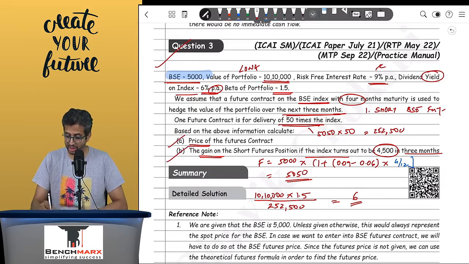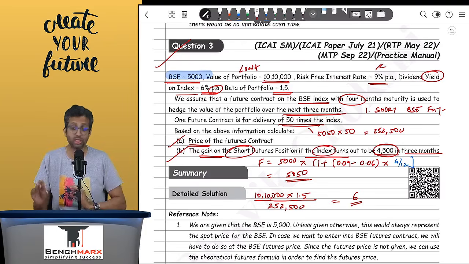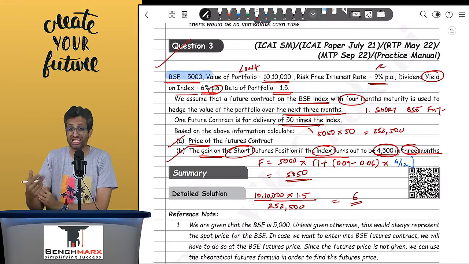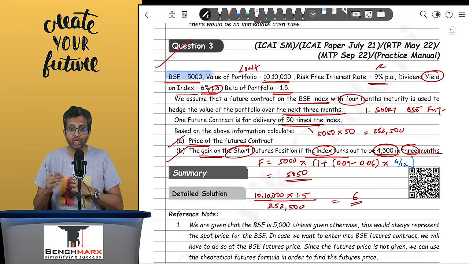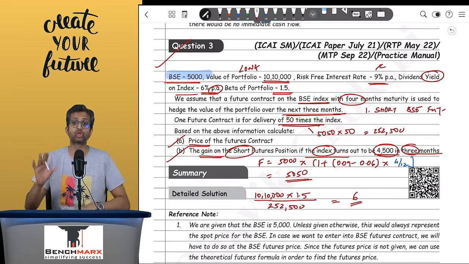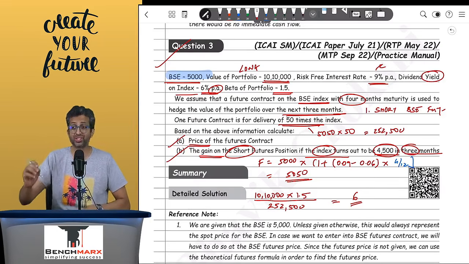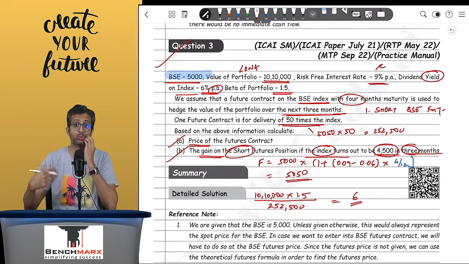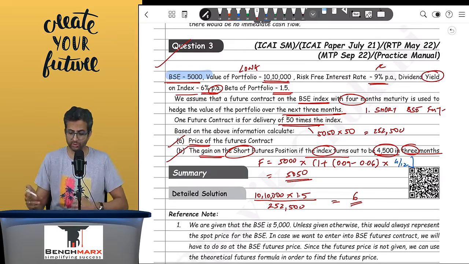The second part says the gain on the short futures position if the index actually turns out to be 4,500 in 3 months. The index over here is 4,500 after 3 months, but it is a 4-month contract, and hence there's still 1 more month remaining. You have entered into a short futures contract, so you have sold the futures at the rate 5050. To cancel it out, you will have to buy the futures. At what price will you buy? The futures price prevailing in the exchange.